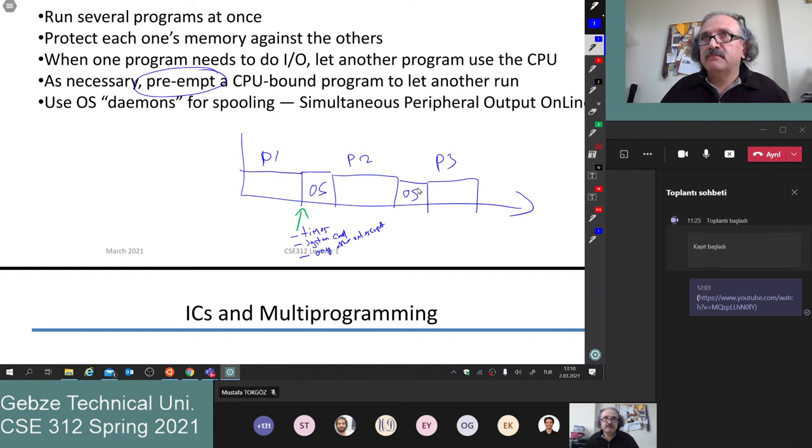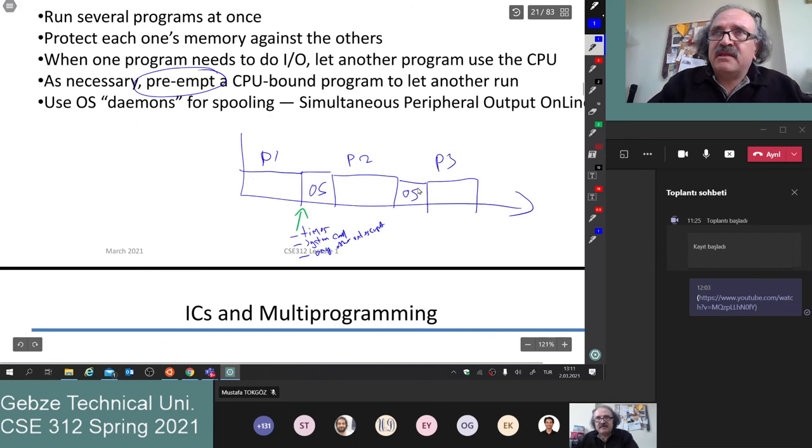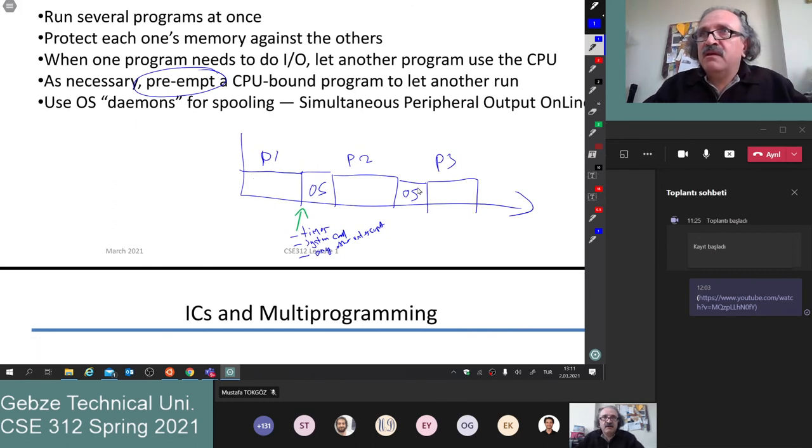Sir, can it be an exception at this point? Exception. I mean, there are many meanings for an exception. If you talk about exceptions like Java exceptions or C++ exceptions, all of those are handled within the program itself. The operating system doesn't know anything about those exceptions.